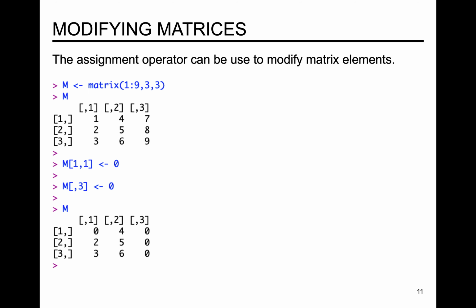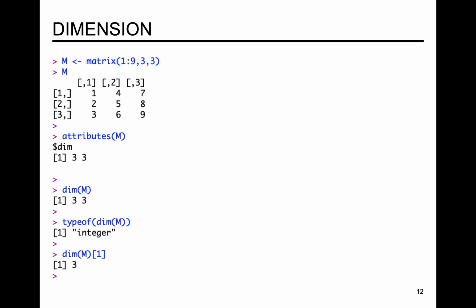So here's another example where vector recycling occurs. Then I just type M, press the return or enter key in the R console, and it outputs M after it's been modified. Let's talk about matrix dimensions and attributes.